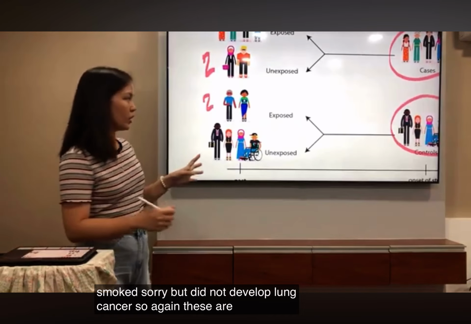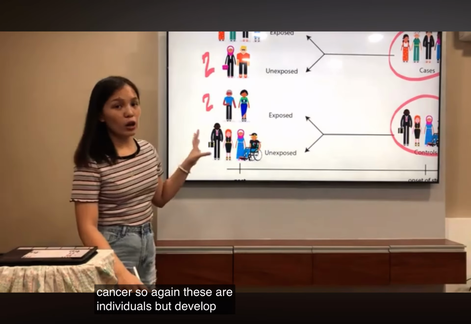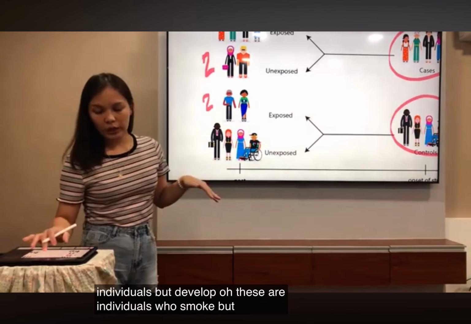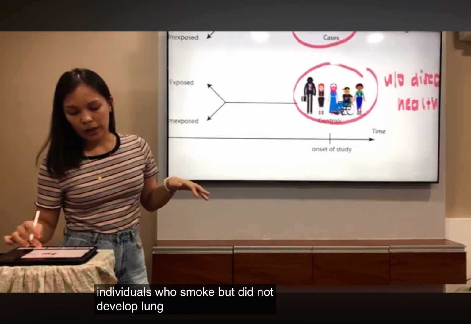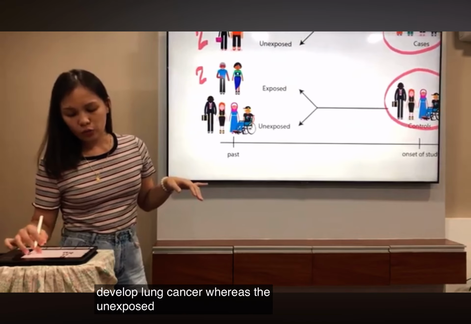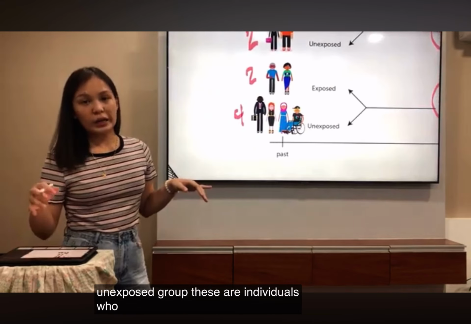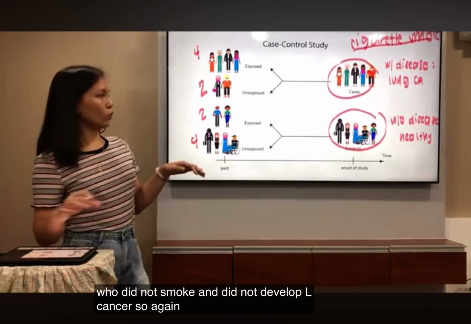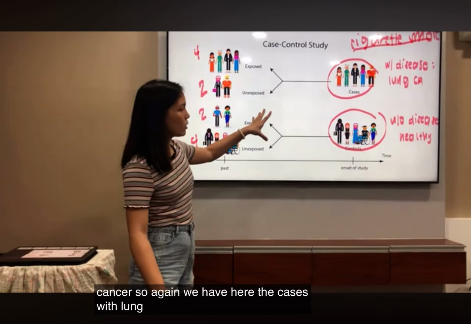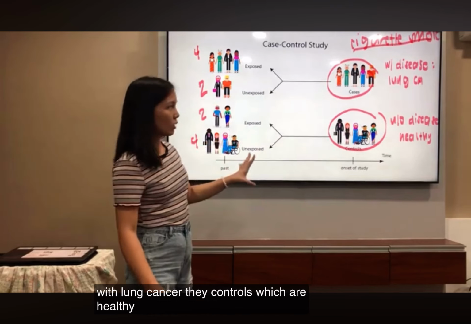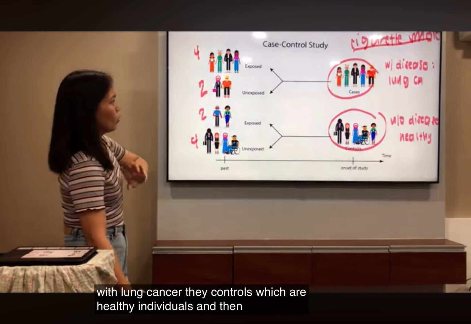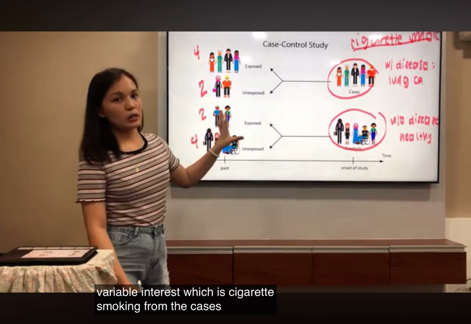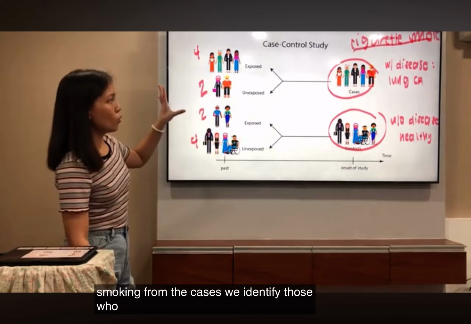So again, these are individuals who smoked but did not develop lung cancer. Whereas the unexposed group, these are individuals who did not smoke and did not develop lung cancer. So again, we have here the cases with lung cancer, the controls which are healthy individuals, and then with the variable of interest which is cigarette smoking, from the cases we identify those who have smoked.